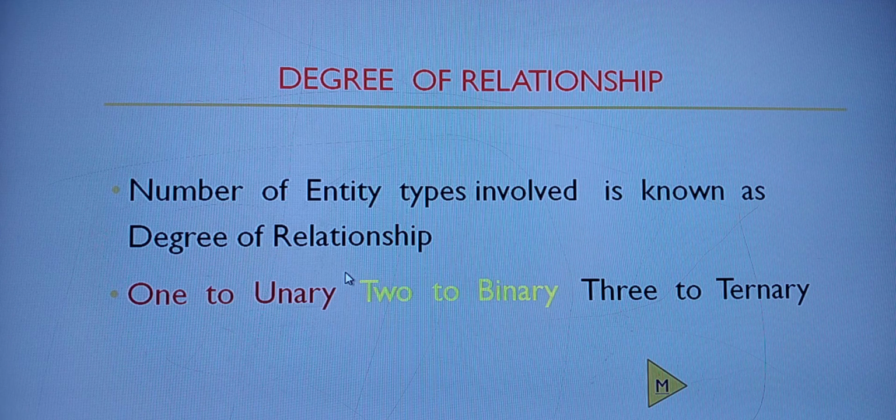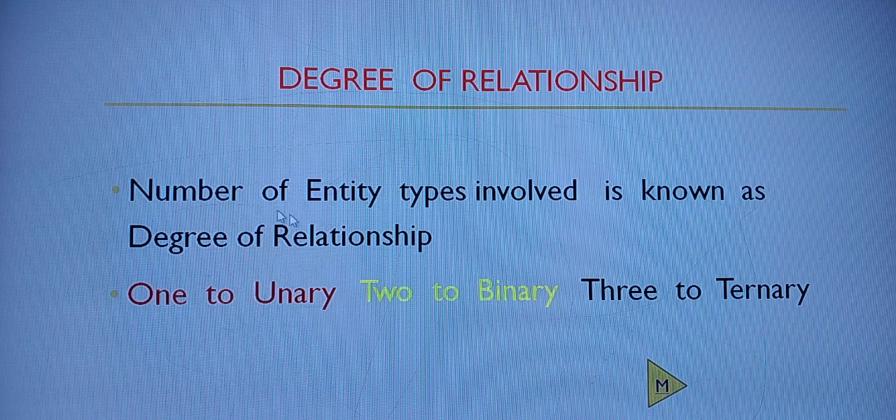Here you can have 1 to 1, that is unary, 2 to 2, that is binary, 3 to 3, that is ternary. Like that you can have the degree. Degree means nothing but the count of how many entity types you are going to use. That is your degree of relationship.